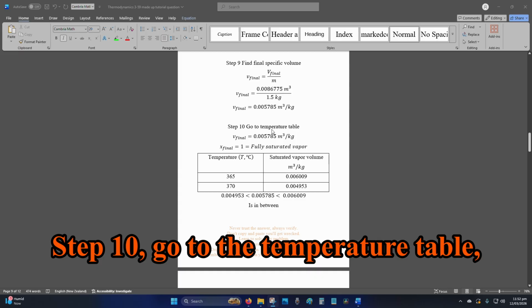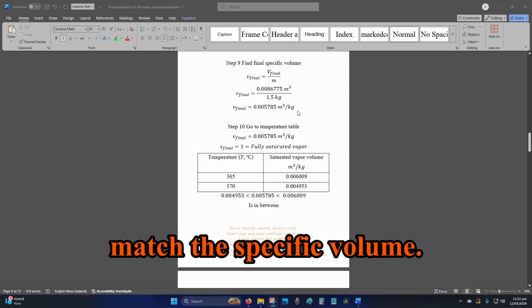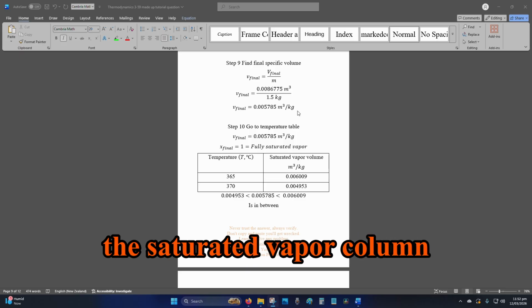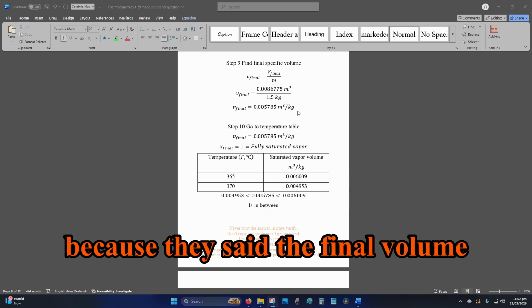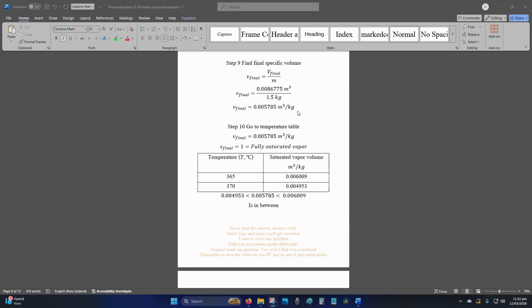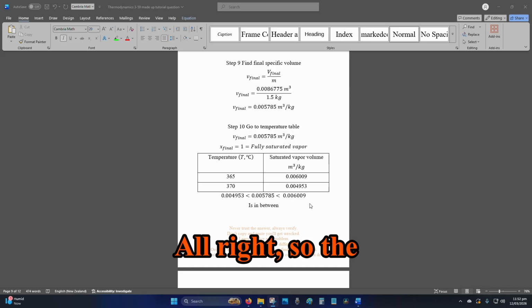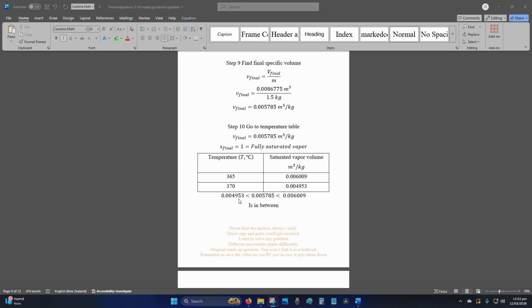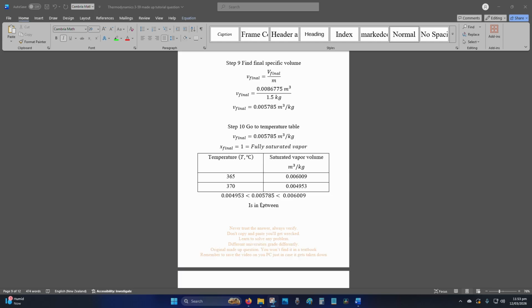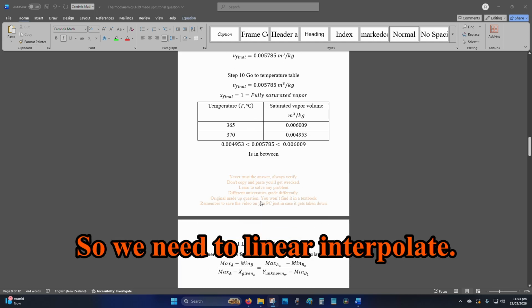Step 10, go to the temperature table, match the specific volume, and we're going to be in the saturated vapor column because they said the final state is fully saturated vapor. Alright, so the found specific volume, or the final specific volume, is in between. So we need to linearly interpolate.